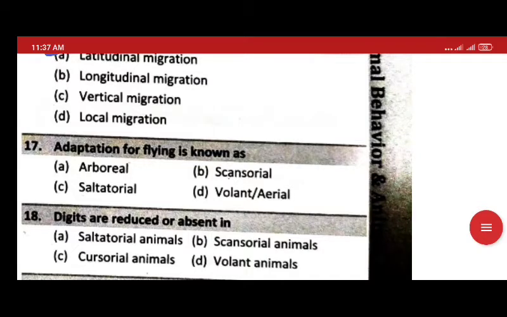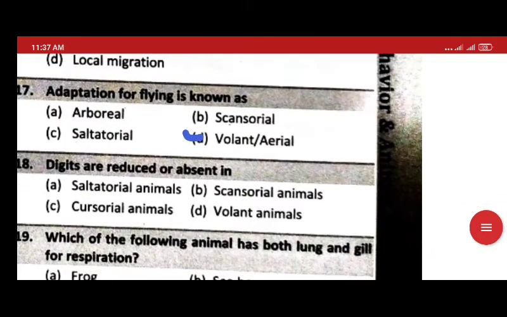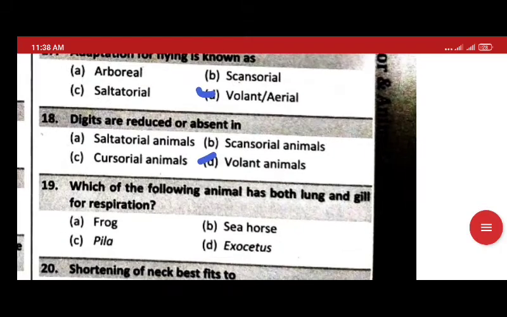Adaptation for flying is known as volant. So 17D option is right. Now 18. These are reduced or absent in... So digits are reduced. So scansorial, pigeon, sartorial, cursorial. So option D, because digits are not necessary for flying because wings are necessary.